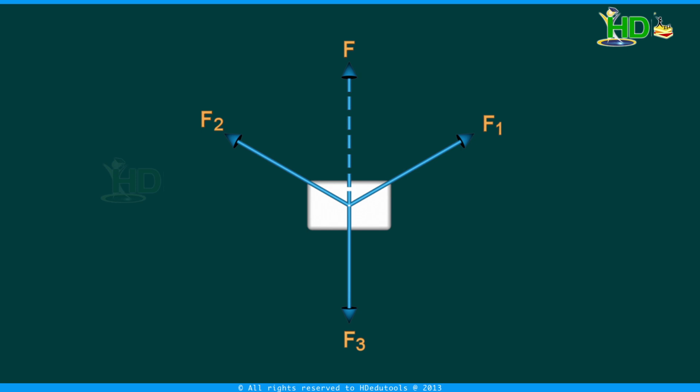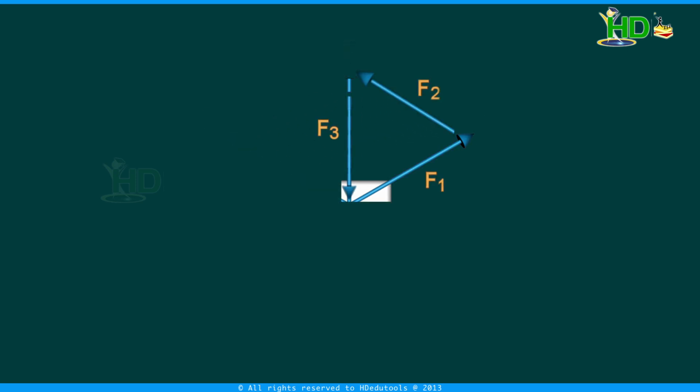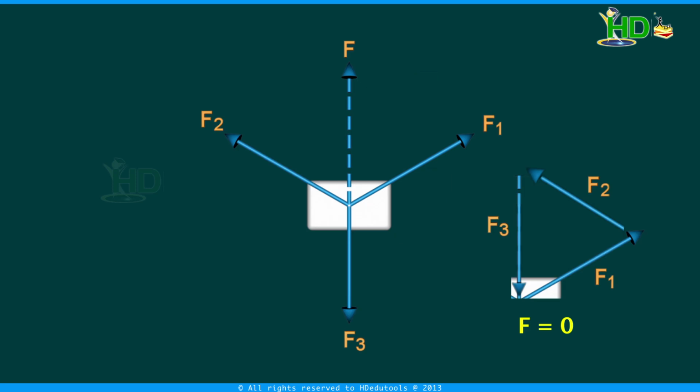And one more important thing, these three forces F1, F2, F3 can be represented as the adjacent sides of a triangle. This is F1, F2 and F3. The starting point of F1 and ending point of F3 are the same. Hence, the resultant force is 0. This is the triangle law of forces. That means if three forces acting on a body can be represented by the adjacent sides of a triangle, then the resultant of these three forces is equal to 0.